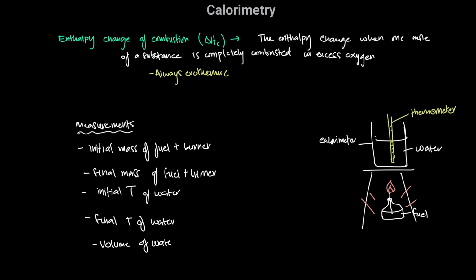Now the volume of water in centimeter cube is equal to the mass in grams, because water has a density of 1 gram per centimeter cube. So if you had, for example, 200 centimeter cube of water, that's the same as saying you have 200 grams of water. 1 centimeter cube has a mass of 1 gram, right? That's the density of water, 1 gram per centimeter cube.